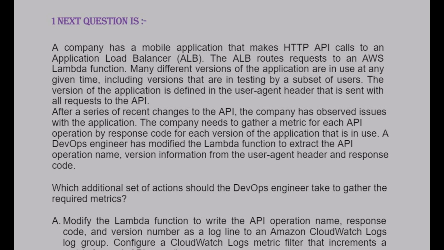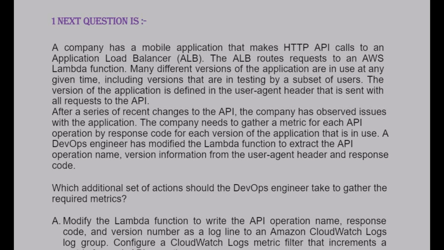Question is, a company has a mobile application that makes HTTP API calls to an Application Load Balancer (ALB). The ALB routes requests to an AWS Lambda function. Many different versions of the application are in use at any given time, including versions that are in testing by a subset of users. The version of the application is defined in the user agent header that is sent with all requests of the API.